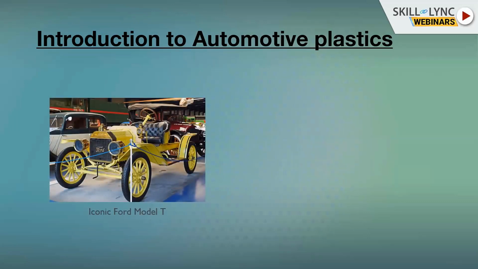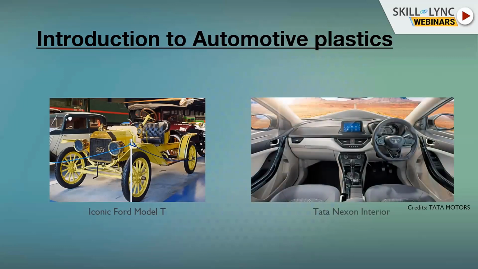Here on the left side, you can see a car. This is the iconic Ford Model T. And on the right side, you can see the interior of Tata Nexon. I hope you all are familiar with this one. So what is the difference between the two cars you observe here?